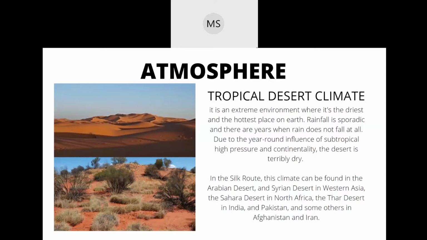Rainfall is sporadic, and there are years when rain does not fall at all. Due to the year-round influence of subtropical high pressure and continentality, the desert is terribly dry. In the Silk Road, this climate can be found in the Arabian Desert and Syrian Desert in Western Asia, the Sahara Desert in North Africa, the Thar Desert in India and Pakistan, and some others in Afghanistan and Iran.